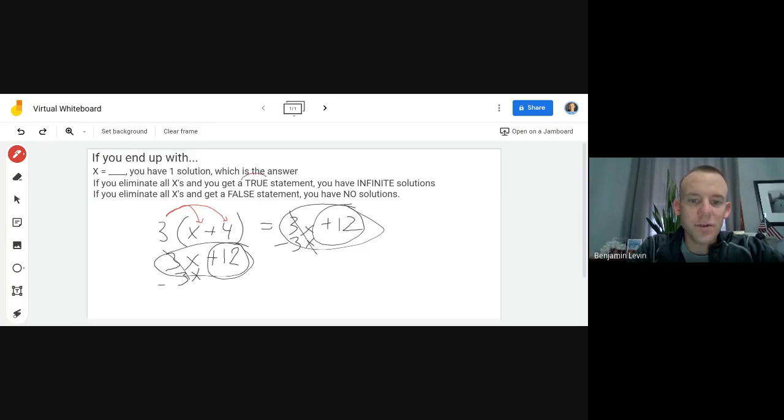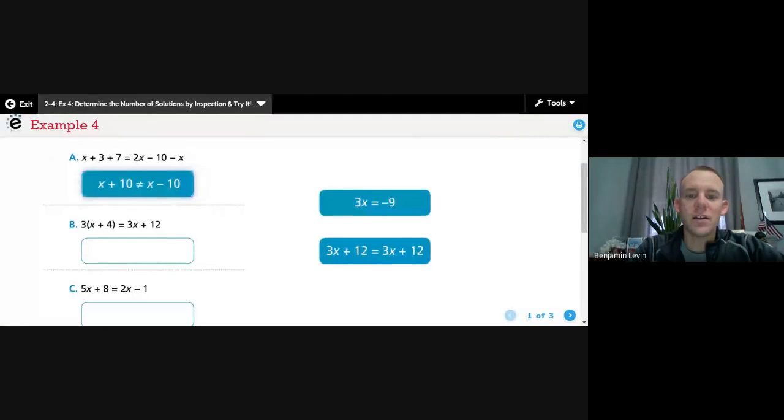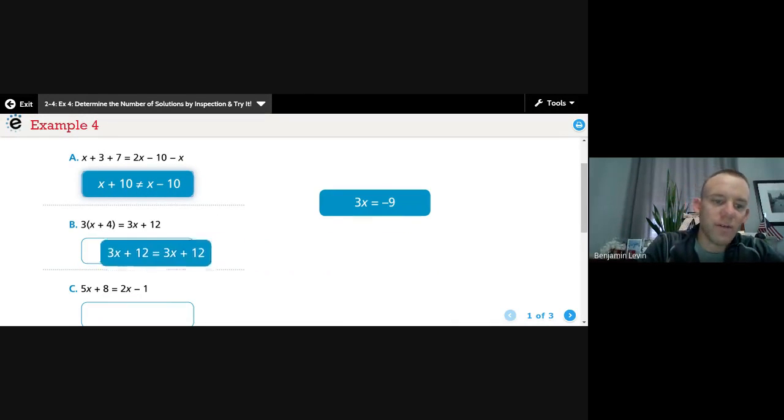It's right up here in the notes. If we have a true statement, you have infinite solutions, right? You could pick whatever number you want to put into x, and this would still always be true. That's what that means. So let's go back here and see which one we need to put in here. Okay, this is what we got, right? This guy right here. 3x plus 12 equals 3x plus 12.